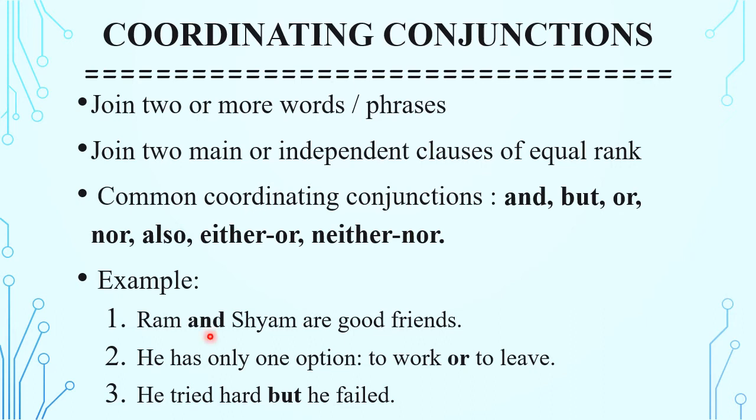Ram and Shyam are good friends. In this sentence, the word and joins two words, Ram and Shyam. So, and is a coordinating conjunction. In the second sentence, he has only one option, to work or to live. In this sentence, or joins two phrases, to work and to live. So, or is a coordinating conjunction. In the third sentence, he tried hard but he failed. The word but joins two clauses of equal rank or of equal importance, that is, he tried hard and he failed. So, but is a coordinating conjunction.